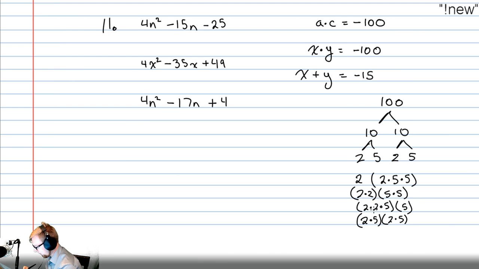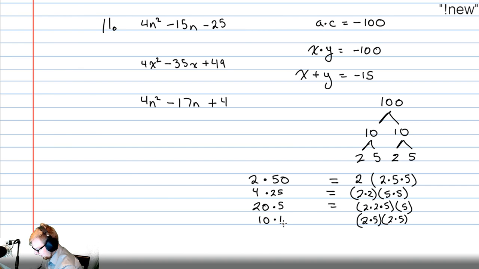Let's see. What does your first one equate to? 2 times 50. What does your second one equate to? 4 and 25. Your third one? 2 times 2 is 4, times 5 is 20, times 5. And your last one? 10 and 10.